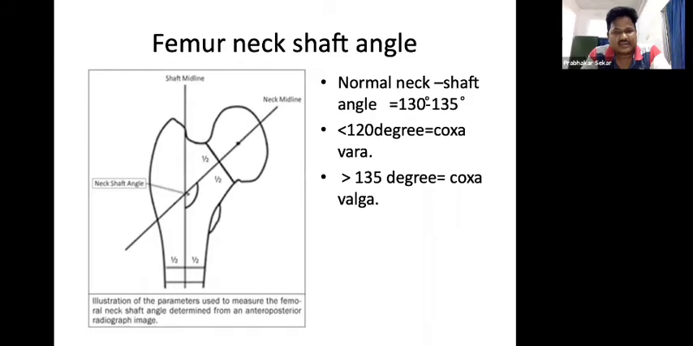The femoral neck shaft angle: a line is drawn along the axis of the neck and another line drawn on the axis of the mid diaphysis. Where they intersect is the neck shaft angle. Normally it's around 130 to 135 degrees. If it is less, less than 120 degrees, we call it coxa vara, and if it is more than 135 degrees, coxa valga.